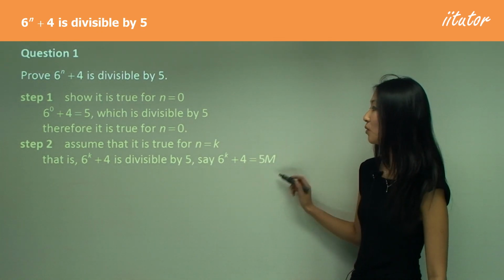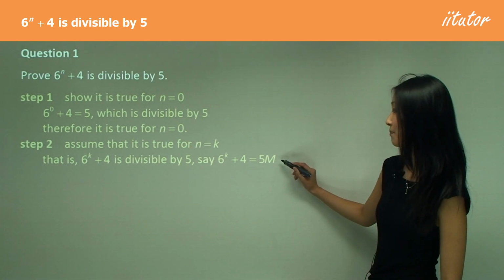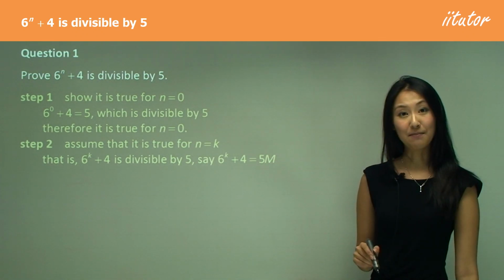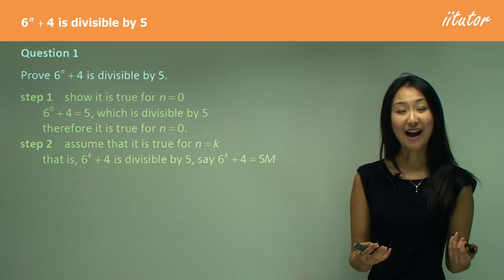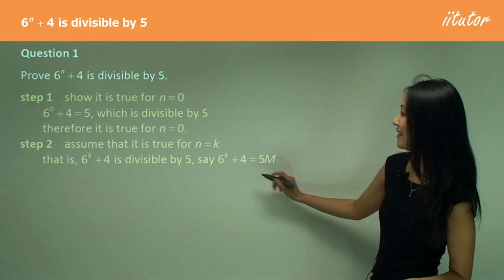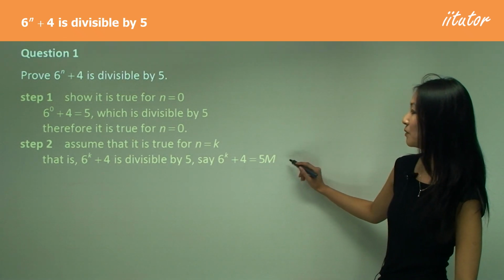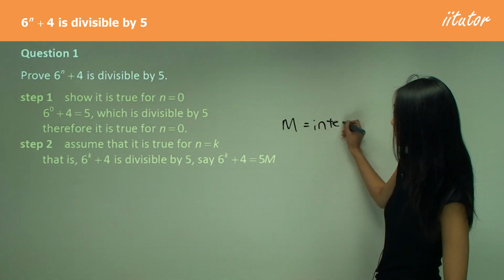Now we make an equation based on that. Because if it's divisible by 5, it means it's going to be any integer always multiplied by 5. That makes sense, right? If something's multiplied by 5, then we can also say it can be divided by 5. So this is why we say 6 to the power of k plus 4 equals 5m, where m is just any other integer.